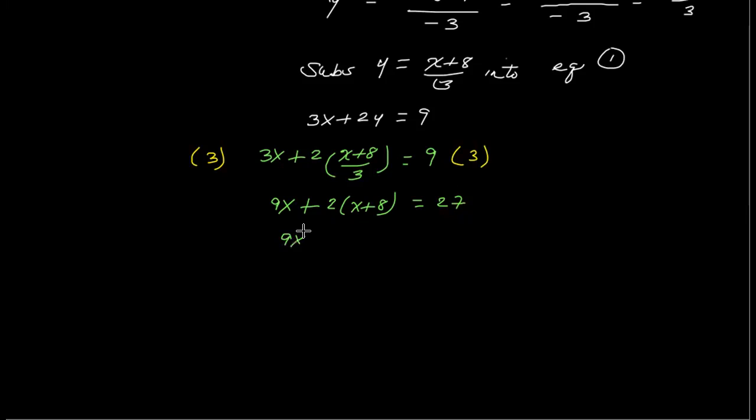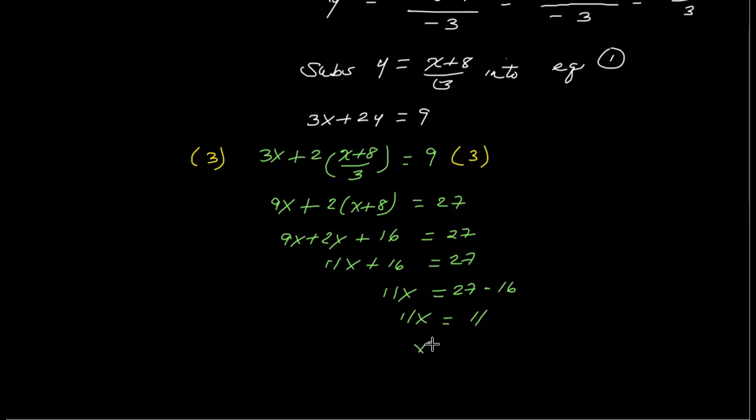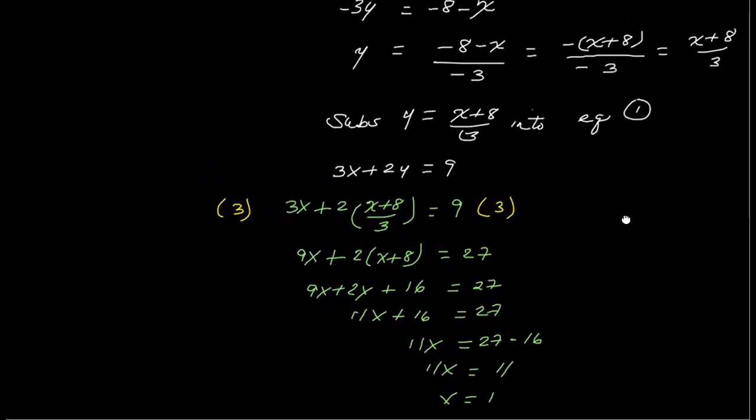So this becomes 9x plus 2x. Okay, notice what happens here. 2 times x plus 2 times 8. What's 2 times 8? 16 is equal to 27. Hence, I have 11x plus 16 is equal to 27. 11x is equal to 27 minus 16. I transpose it. So 11x is equal to 11. Hence, x is equal to 1. x is equal to 1.